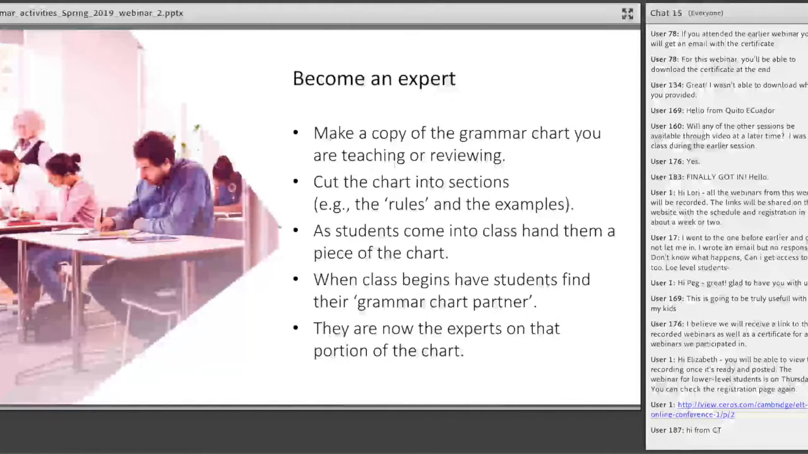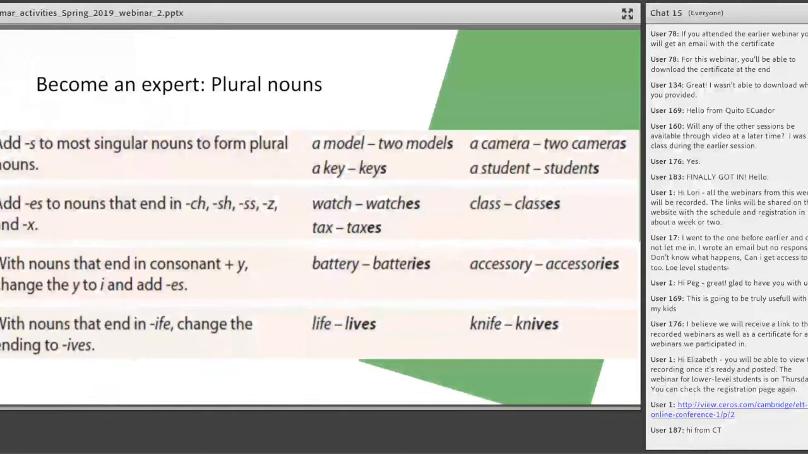And then each student, as they're walking into the room, so you're there early, you're a good teacher, you're in class early, and as students are coming into the room, you're handing them pieces of the chart. And then to start the class, you have the students move around and try to find the partner for that half of the chart. And now those two students or that group of four students will be the experts on that portion of the chart. They have ownership.